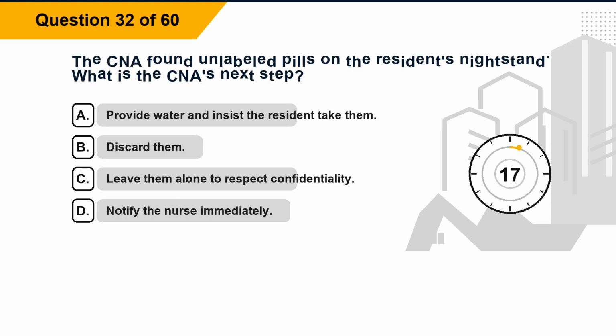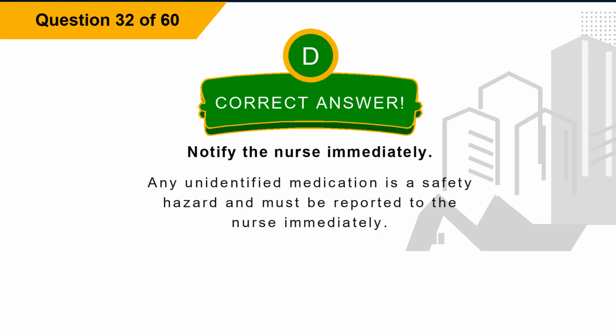Question 32. The CNA found unlabeled pills on the resident's nightstand. What is the CNA's next step? Option A: provide water and insist the resident take them. Option B: discard them. Option C: leave them alone to respect confidentiality. Option D: notify the nurse immediately. The correct answer is option D: notify the nurse immediately. Explanation: any unidentified medication is a safety hazard and must be reported to the nurse immediately.